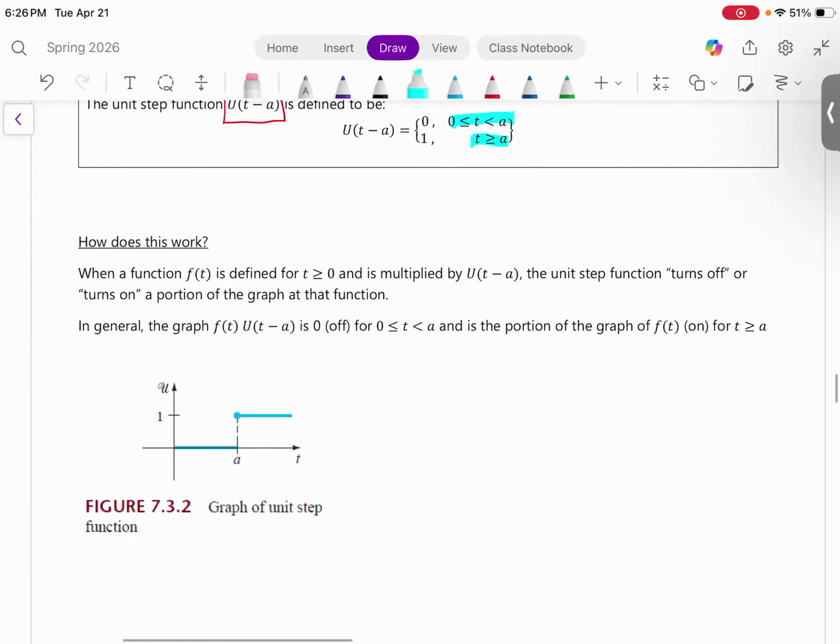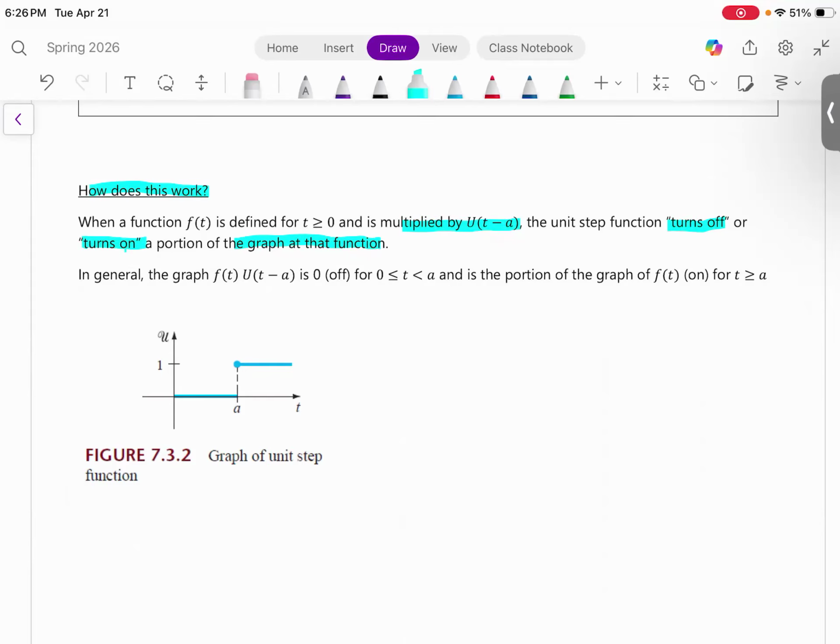So how does this essentially work? When a function f of t is defined for t greater than 0 and we multiply f of t by a unit step function, think of the unit step function as a device, a tool. What it does is turn off that function for a portion of the graph.